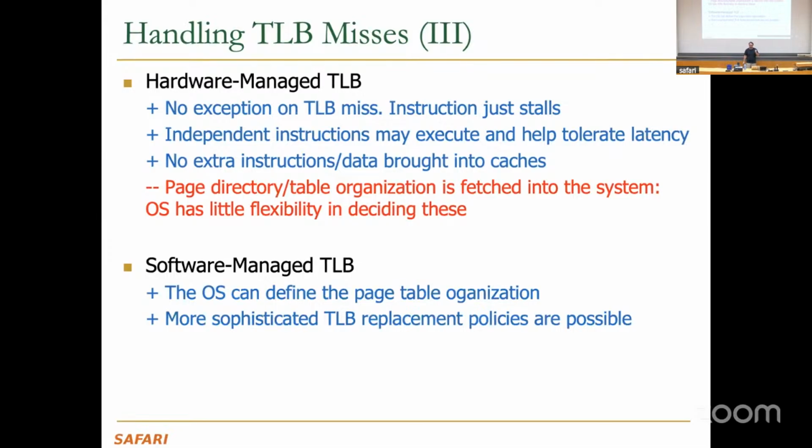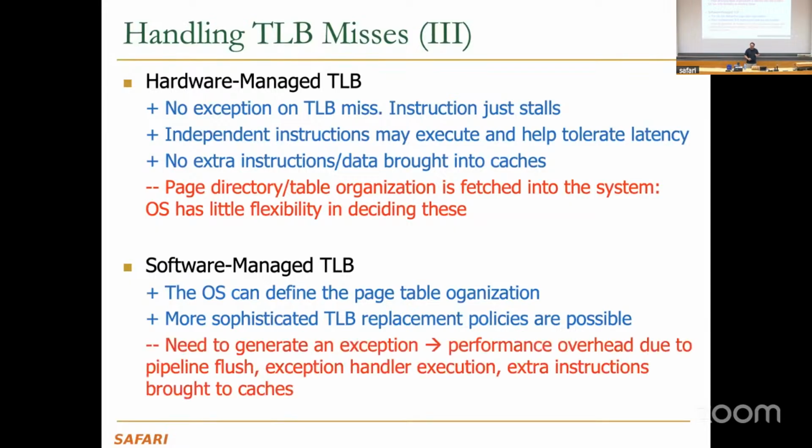We have more sophisticated TLB replacement policies, but we need to generate an exception. So we have a performance overhead because every time we have an L2 TLB miss, then to find the translation, we would need to raise an exception, fetch the code of the operating system, flush the whole pipeline so that we can fetch the data and execution and instructions of the operating system. Then the operating system would walk the page table. Okay, we have more flexibility, it can do whatever it wants, but we would basically degrade performance of applications which have lots of L2 TLB misses and cannot sustain the throughput and the size of the L2 TLB for translations.